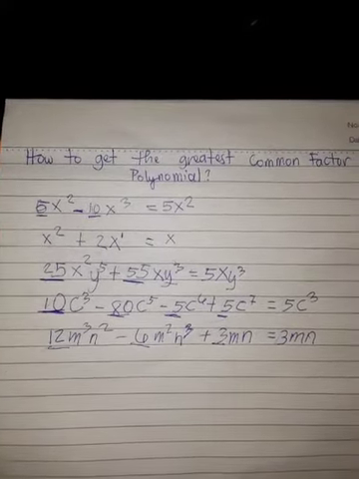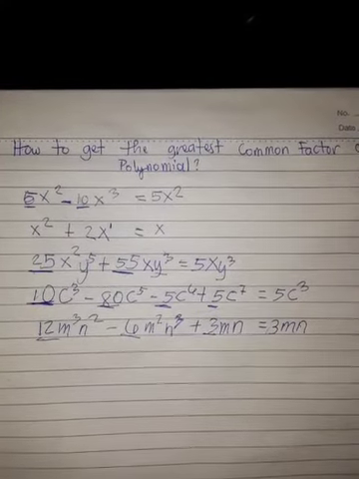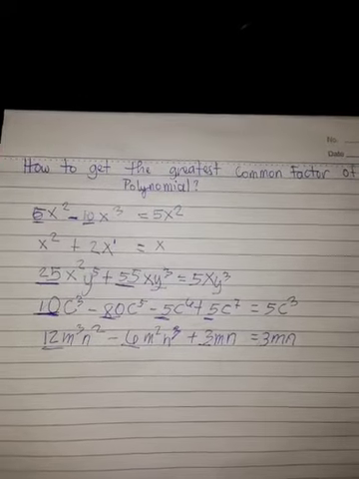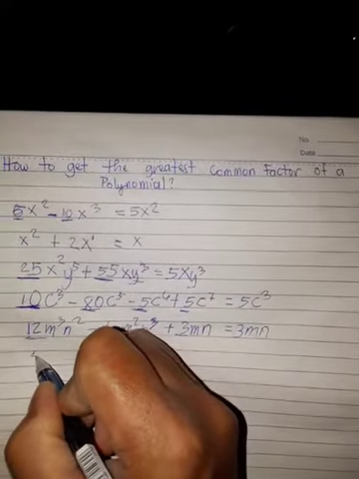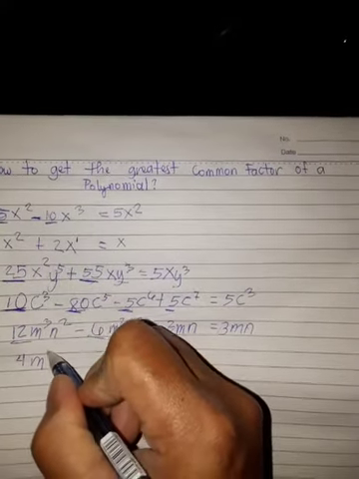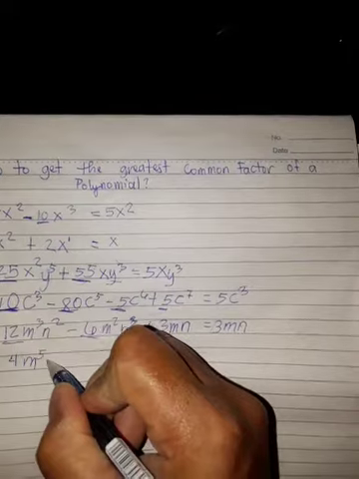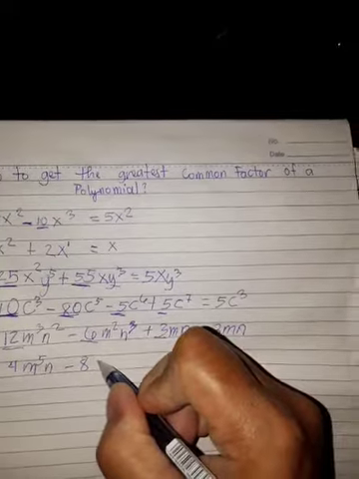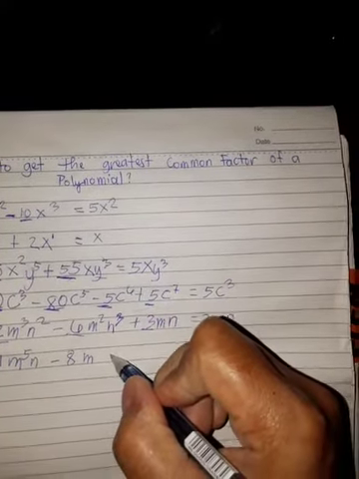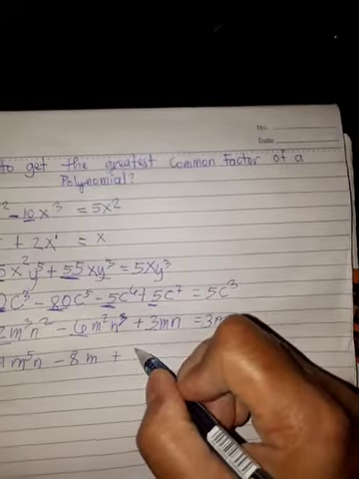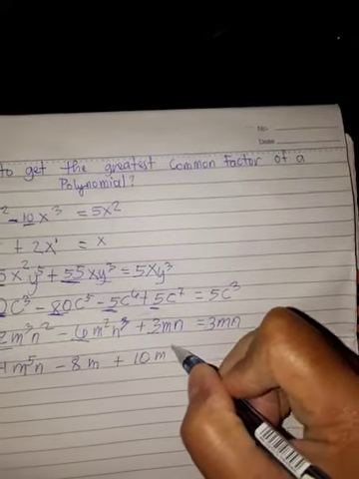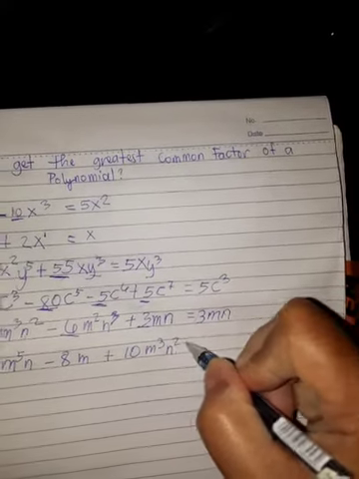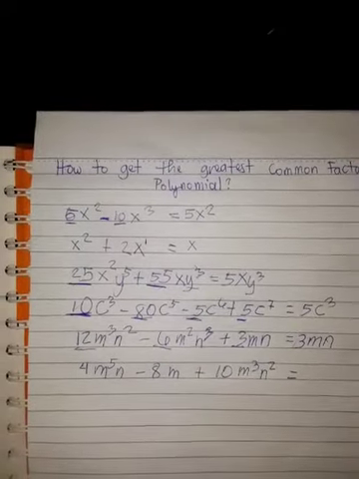Maybe you're asking, what if one of the literal coefficients is not common to one of its terms? Let's have an example: 4m to the fifth n minus 8m plus 10m cubed n squared. Okay, so how do we get this one?